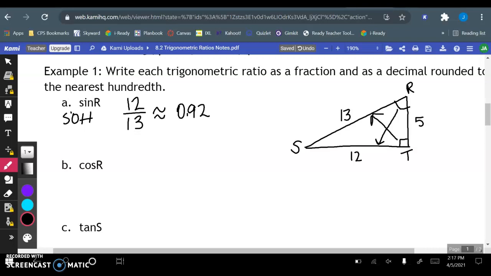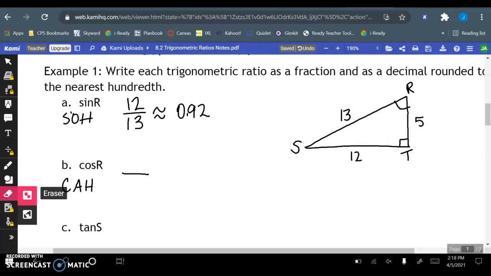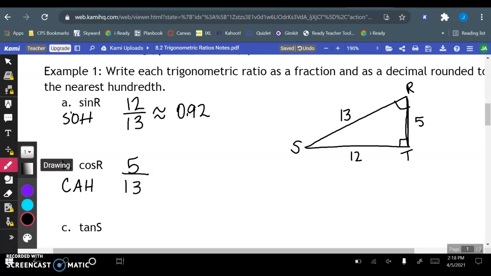Now the cosine is the C. That's C-A-H. So that means adjacent over hypotenuse. So still talking about R, so it's the cosine of R. The adjacent would be the leg that we're using to make angle R. So that would be that 5. And then the hypotenuse is still going to be 13. And then to figure out to the nearest hundredth, we divide 5 by 13, and we get roughly 0.38.